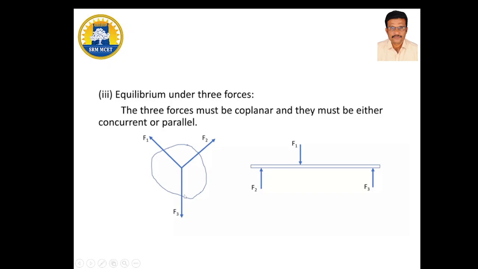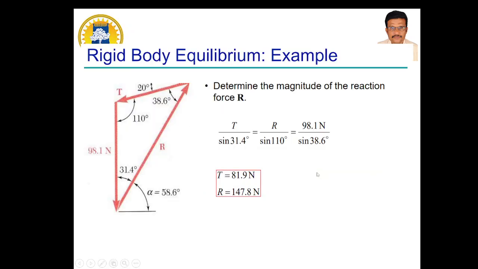Here in this figure, three forces are acting starting from a single point. It is a concurrent system, so this system is in equilibrium. Next, two forces F2 and F3 are acting downwards and F1 is acting upwards on a steel bar. Then this beam is said to be in equilibrium. Let us see one more example for a rigid body in equilibrium.